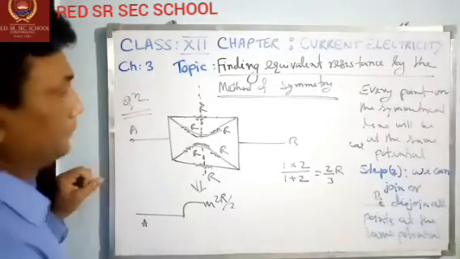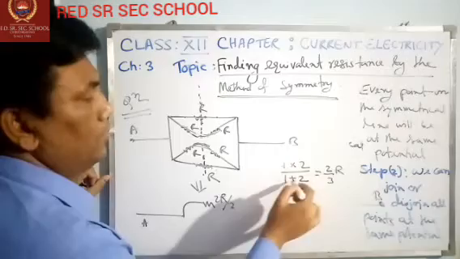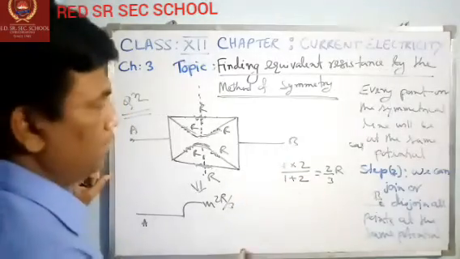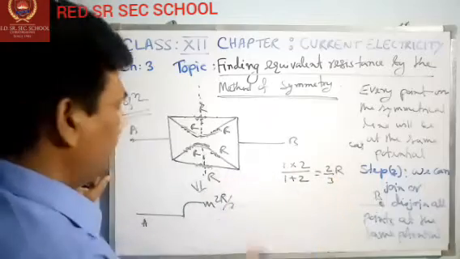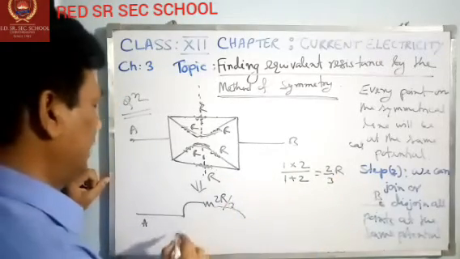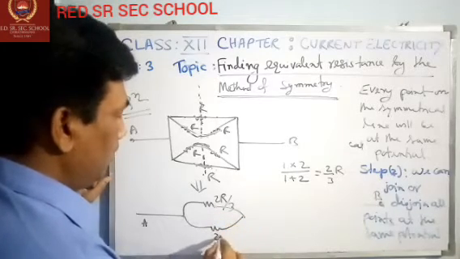Okay. This is R, it is 2R. So 2 into 1 by 2 plus 1. I have given you that shortcut, no? That is 2 upon 3R. That is also 2R upon 3.